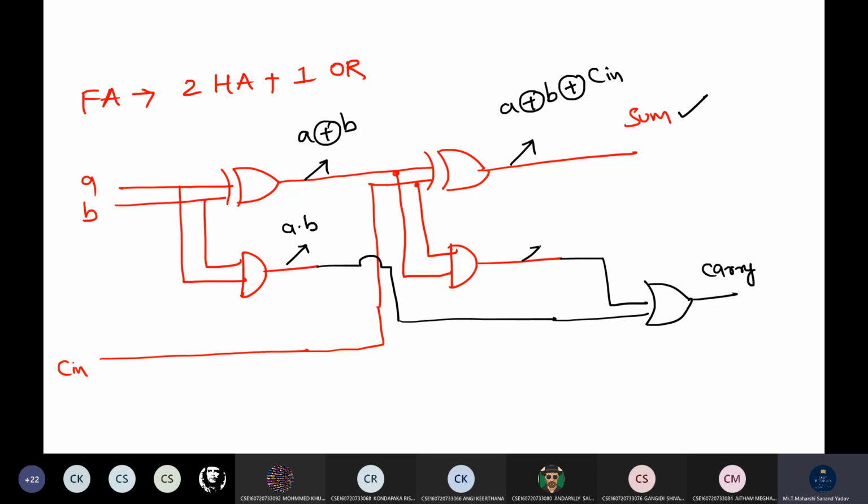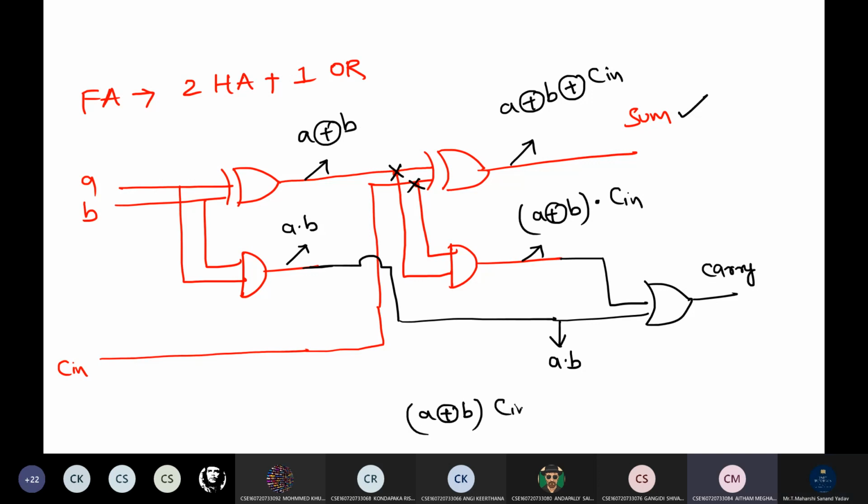Now here what is the output? (A XOR B) dot Cin. Now what is the output for this line? It is A dot B. Here if you observe, try to add them. Carry is (A XOR B) dot Cin plus AB.